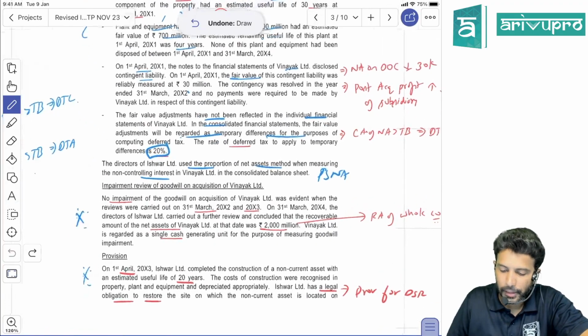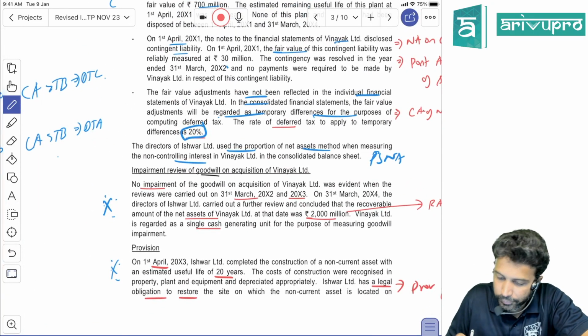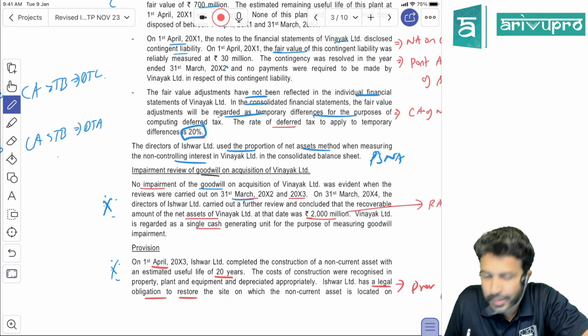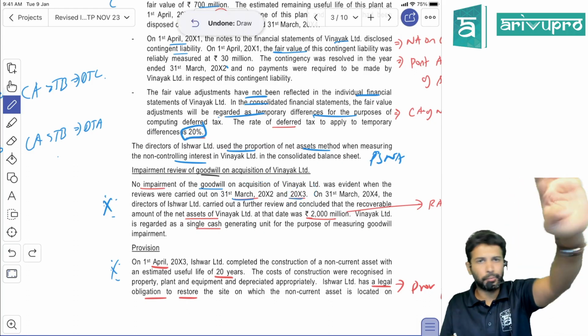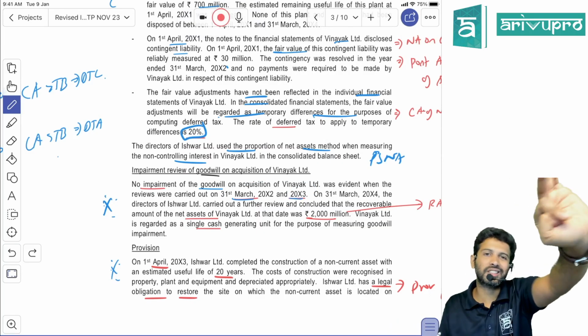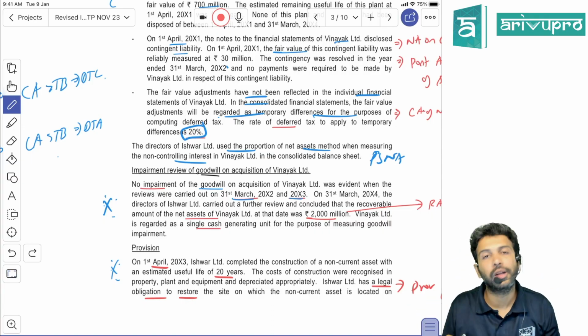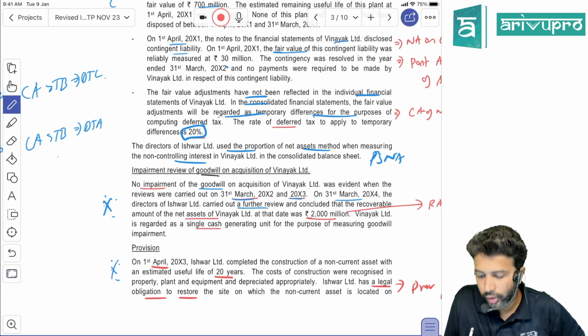So now this one particular para. Impairment review of goodwill on the date of acquisition they have done. No impairment of goodwill on the acquisition of Vinayak was evident on 31st March 20x2, the first year you got control, and on 31st March 20x3. Because 3 years is already over now. So first year, second year, they are saying the goodwill that you got on the date of control is not impaired. Now in the current year, that is 31st March 20x4, directors of the issuer carried out a further review.